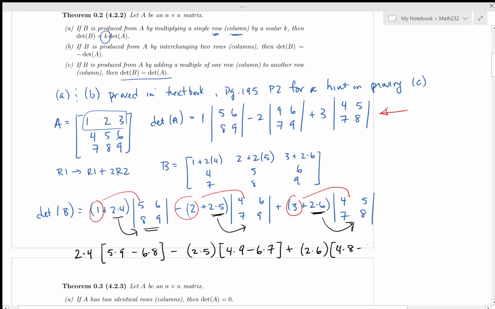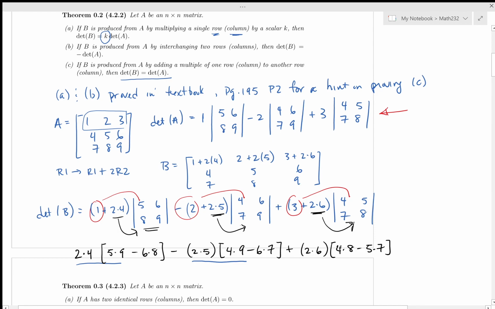Okay, minus 5 times 7. Now I'm going to look at this series of products added together and ask, are they 0? I see the very first one, 2 times 4 times 5 times 9. I see the same thing right here, 2 times 4 times 5 times 9, and it's negative. So that thing cancels out.